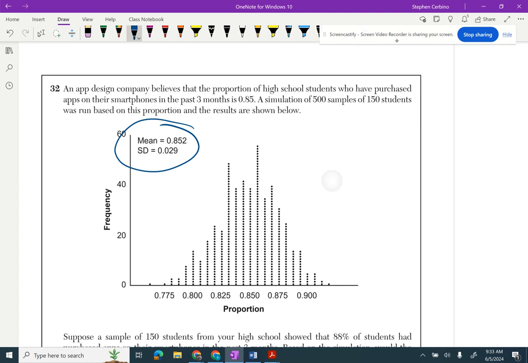You'll notice that this distribution plot does look normal. Right, it's approximately normal, which means we can make an inference about it. We can create a confidence interval. We can do a lot of things with this simulation.